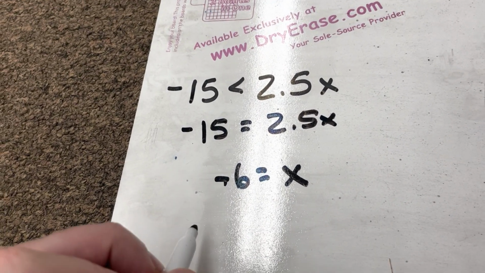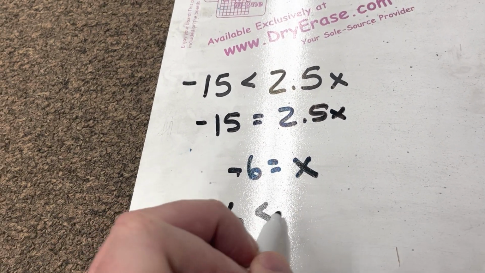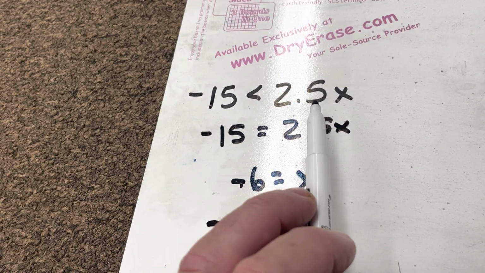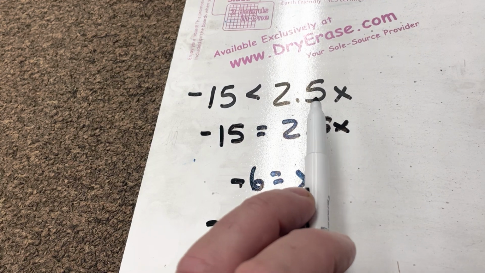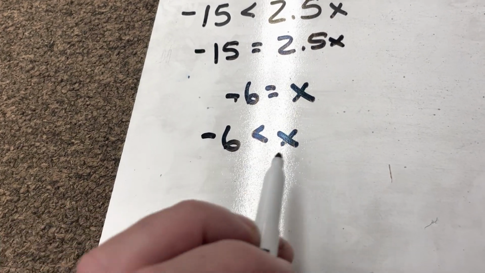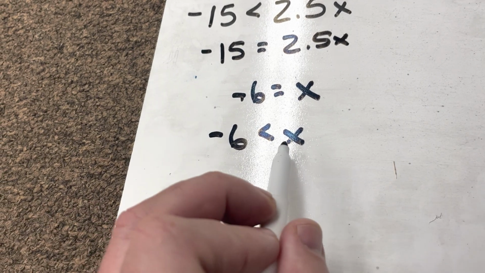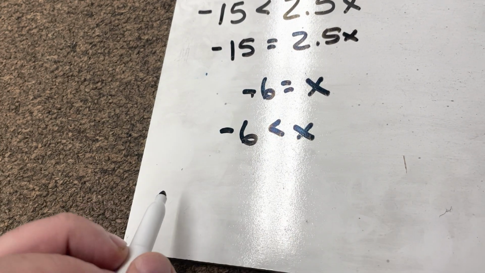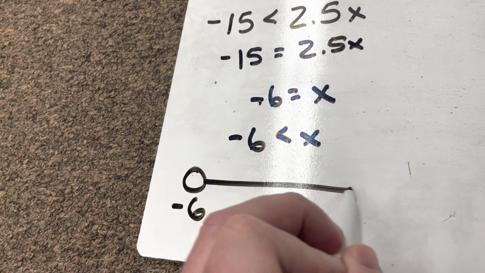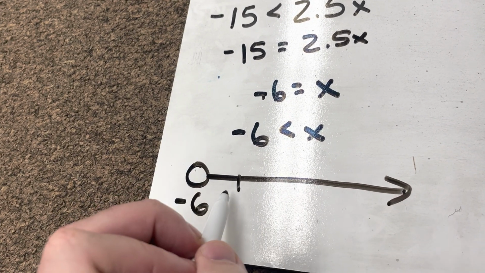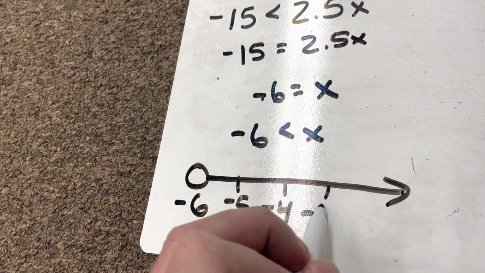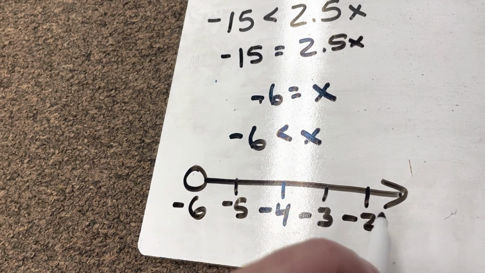Now, which means we're going to have -6 is less than x. Once again, we have a negative sign, but it's not connected with the variable, so we don't need to switch the inequality. -6 is less than x. X is on the bigger side of the inequality, so it's going to go to the right. It has nothing to do with what way it's pointing. So it's going to start with -6. It's going to move to the right, which means it's going to be -5, -4, -3, -2.